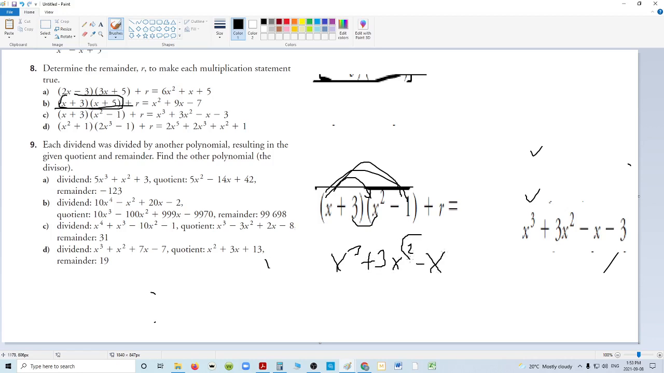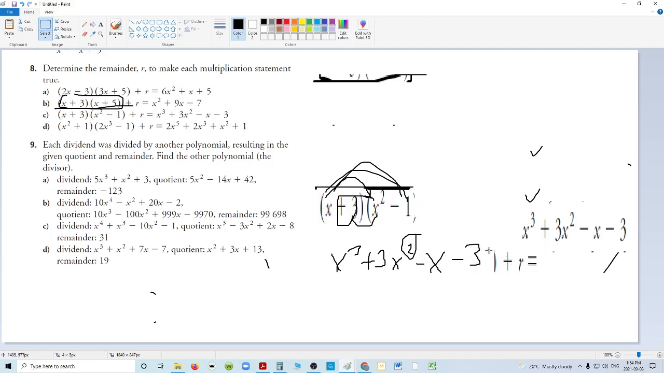What's the order? Based on their power. So x cubed first, x squared next, x next. And it's minus x because x times minus 1. And look, here's the only number we're going to produce. Plus 1 times minus, plus 3 times minus 1. And then don't forget we have an r. We have this at the end.